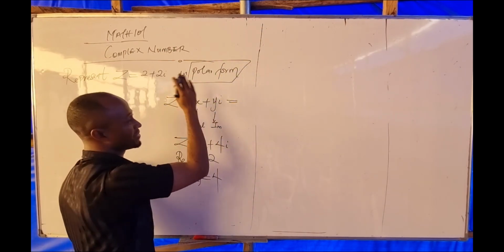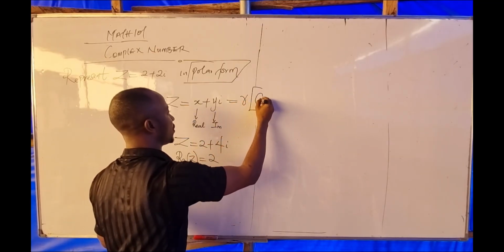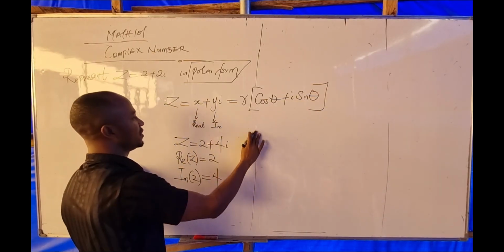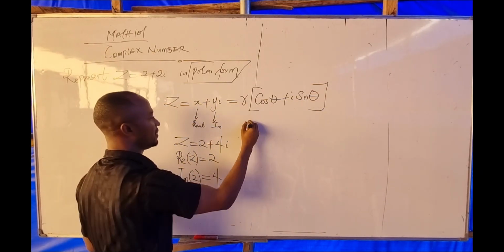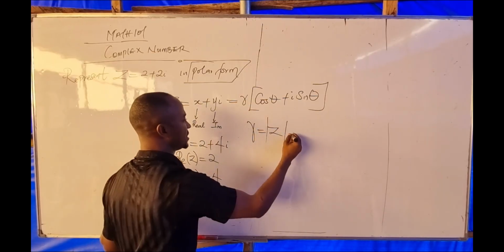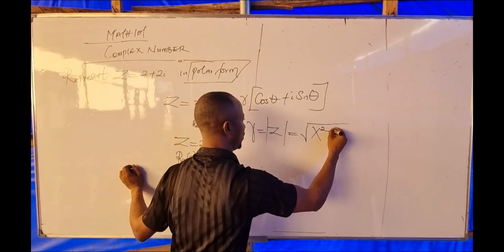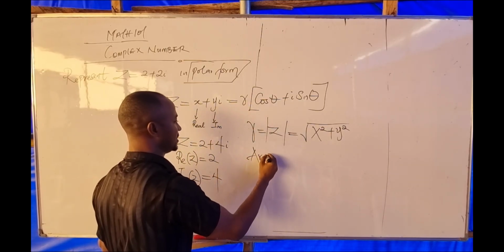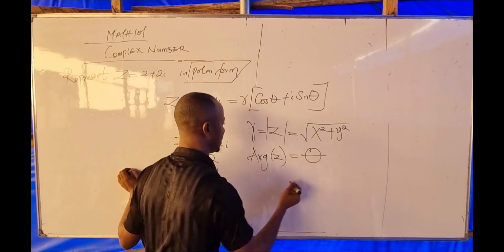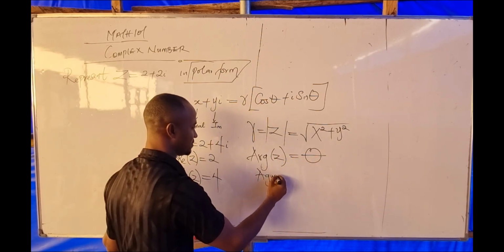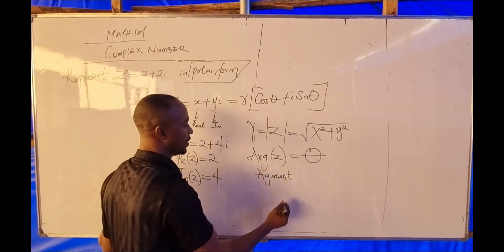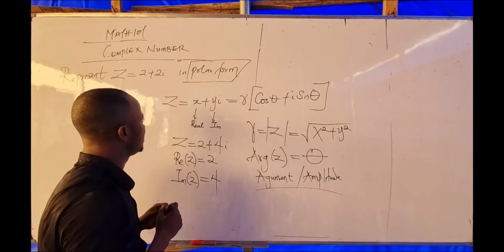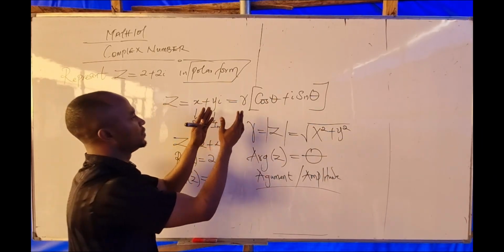The polar form is generally represented as r in brackets cos theta plus i sine theta, where r represents the modulus of z, which is equal to the square root of x squared plus y squared. Then the value of arg z is equal to theta. The word arg stands for argument, which is our theta. It also means the amplitude.